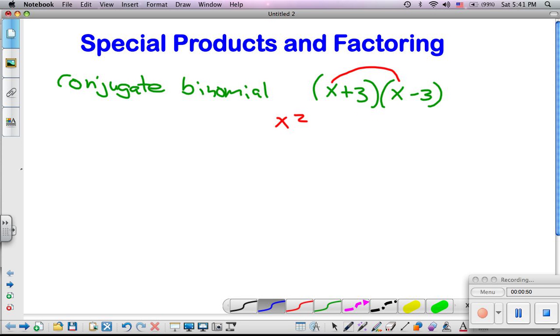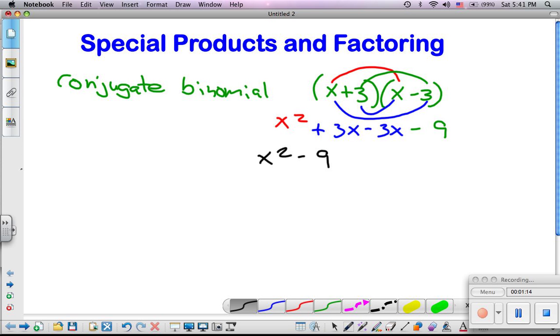Then we do the 3 times x gives us a 3x, and minus 3 times x is a minus 3x. So we have plus 3x and a minus 3x, which are going to eliminate each other. And the last one, we're going to get 3 times minus 3, which is going to give us a minus 9. And this whole thing will end up giving us x squared minus 9. Okay? So these two middle terms drop out. That's the important part. We see this trick used a number of times.